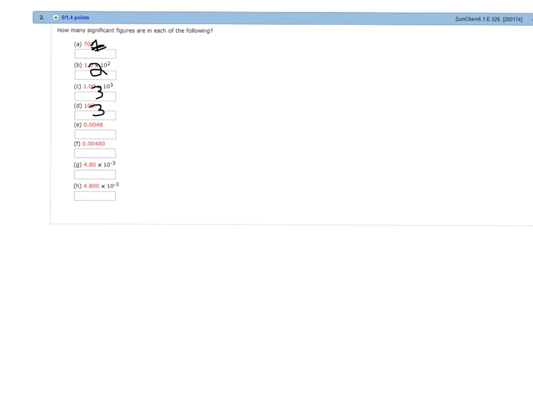Now you can always avoid the ambiguity of zeros that follow a non-zero digit but are still to the left of a decimal point by writing something in scientific notation. So for instance, in part A, if I wanted to write 700, I could write it as 7 times 10 to the second. And it would be perfectly clear to anyone that that is meant to be one significant figure. Numerically, I can write the same number by putting 7.0 times 10 to the second. It's still 700, but I would then be indicating that one of the zeros is significant and the other one is not.